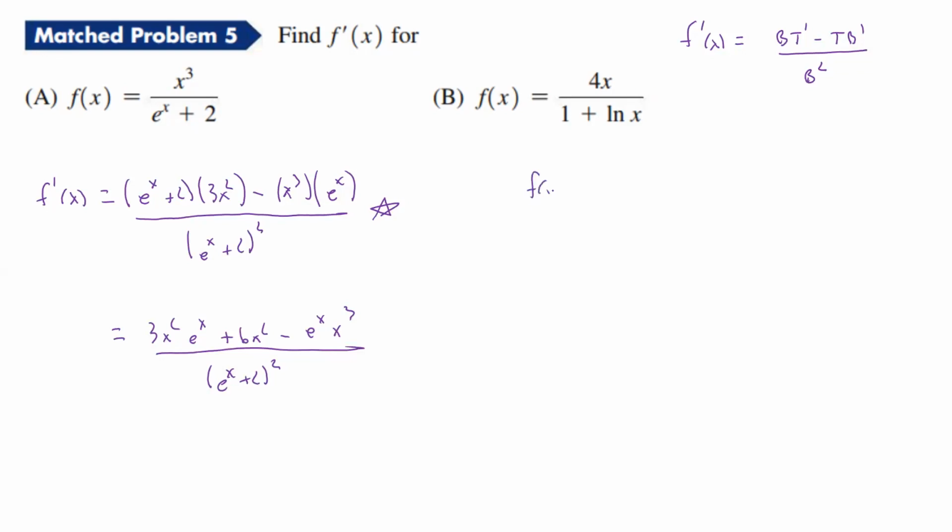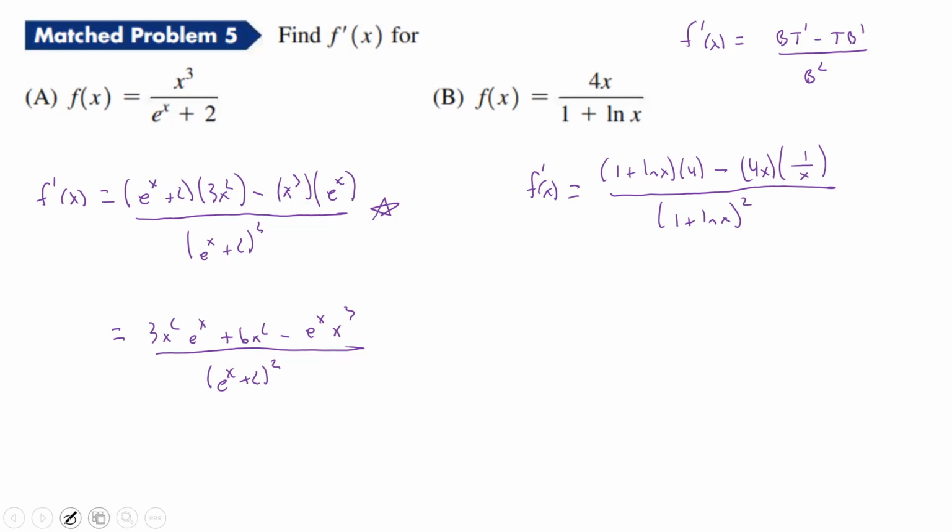So f prime of x, rather. Well, it's going to be the bottom, so a 1 plus ln of x times the derivative of that, which is just going to be a 4, minus, and now we have 4x times the derivative of that. The derivative of 1 is 0, and the derivative of ln of x is going to be 1 over x. And then all over 1 plus ln of x, and that's squared.